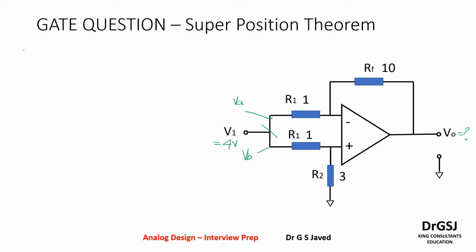So applying the superposition theorem, the total output is given as the output due to voltage source A plus the output due to voltage source B. So the output due to voltage source A is an inverting amplifier. So the inverting amplifier configuration is applied to this. And the voltage B is connected to a non-inverting amplifier.